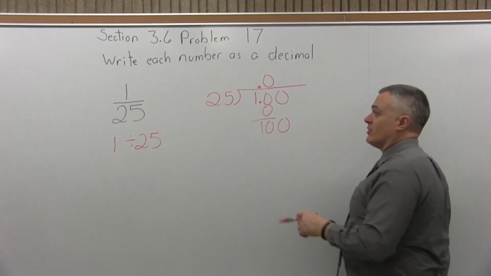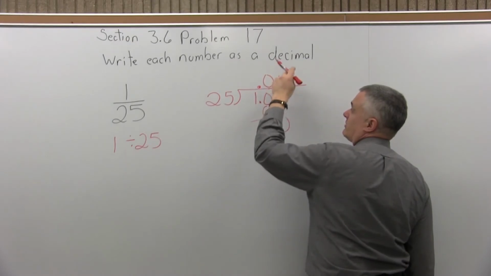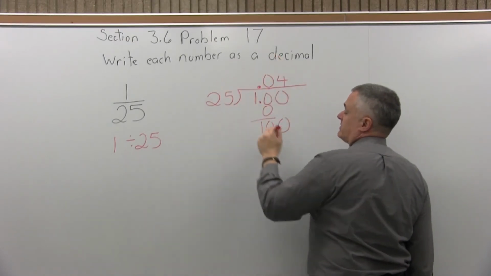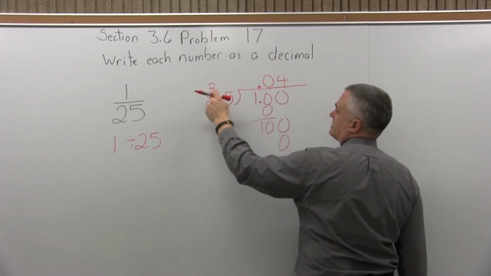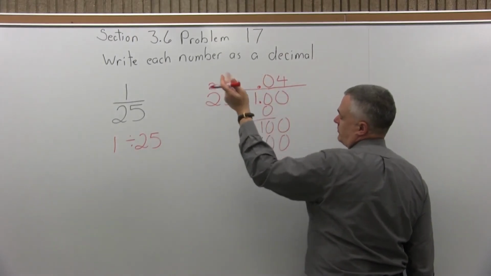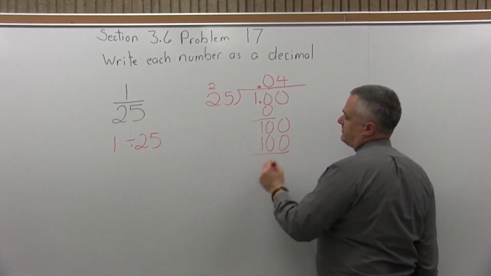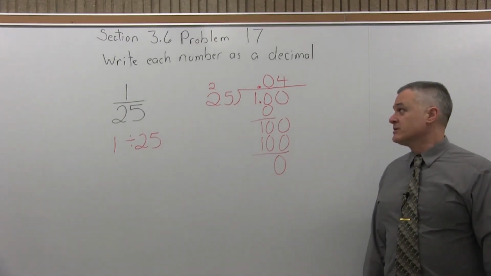Now 25 will divide into 100 nicely. 4 times 25 is 100. So I put a 4 on the top. 4 times 5 is 20. Write the 0, carry the 2. 4 times 2 is 8, plus the 2 that I carried is 10. Or I just remember that 4 times 25 is 100. But anyway, you wind up with 100 minus 100, which is 0. So it went in evenly.